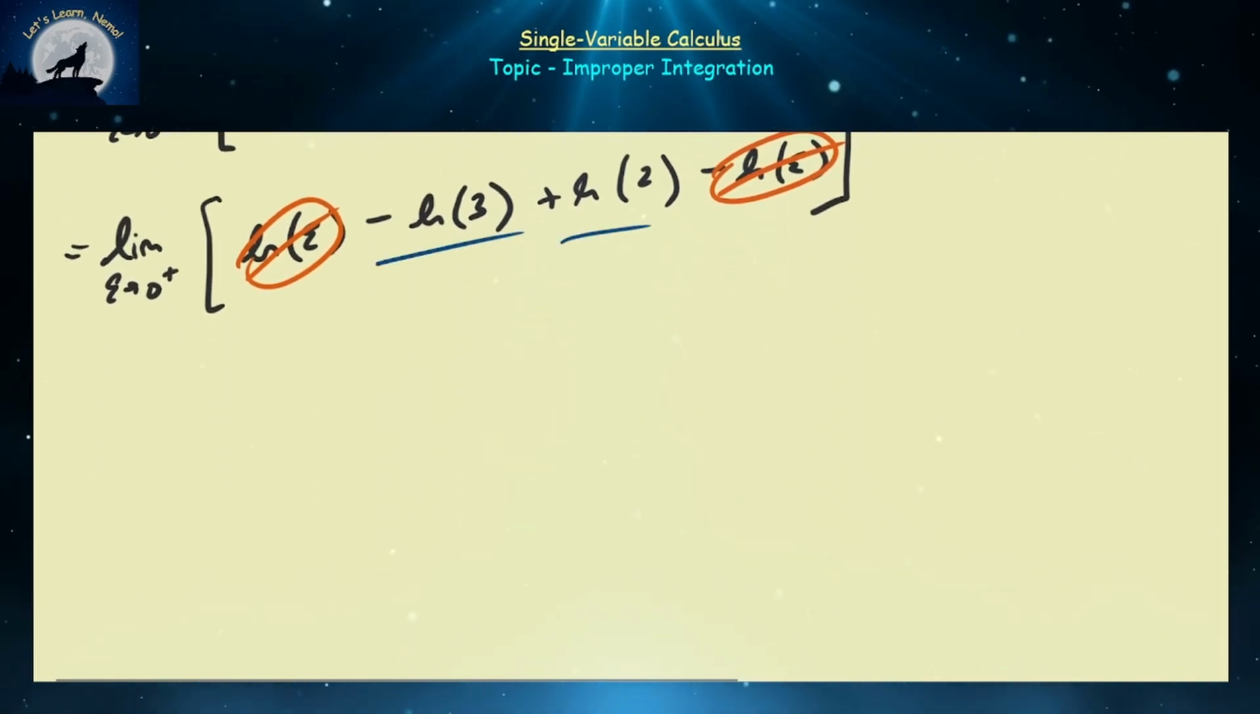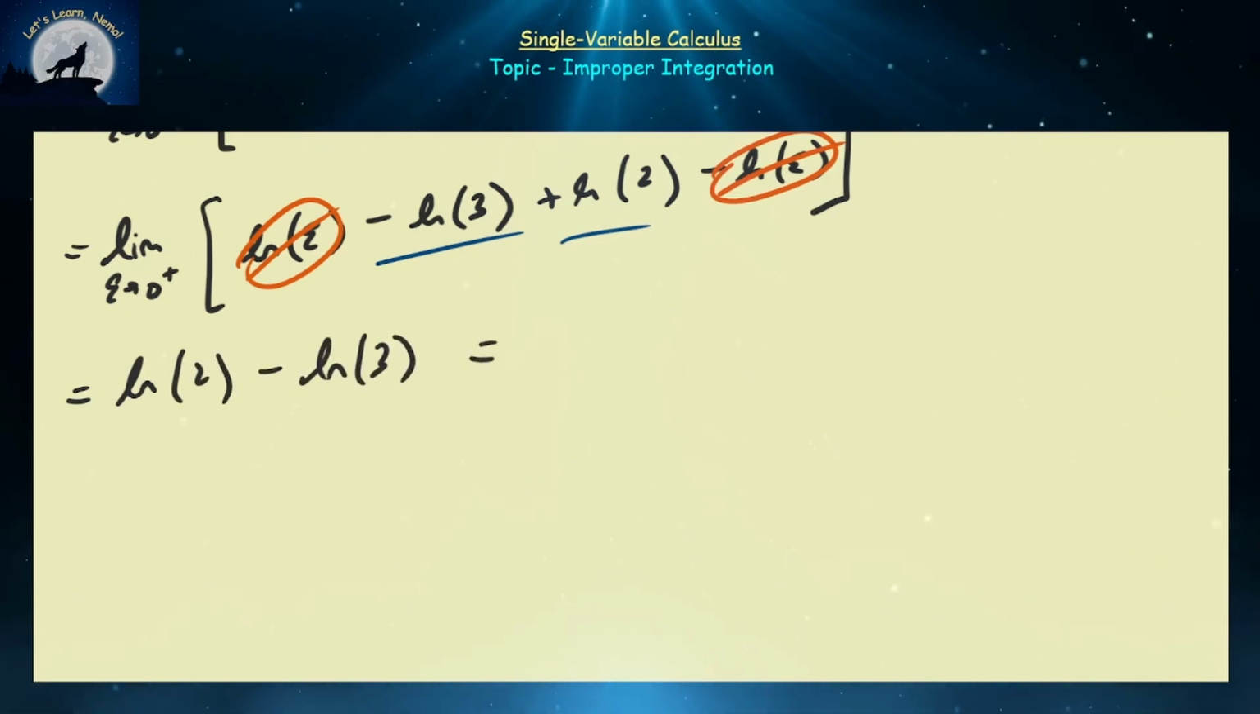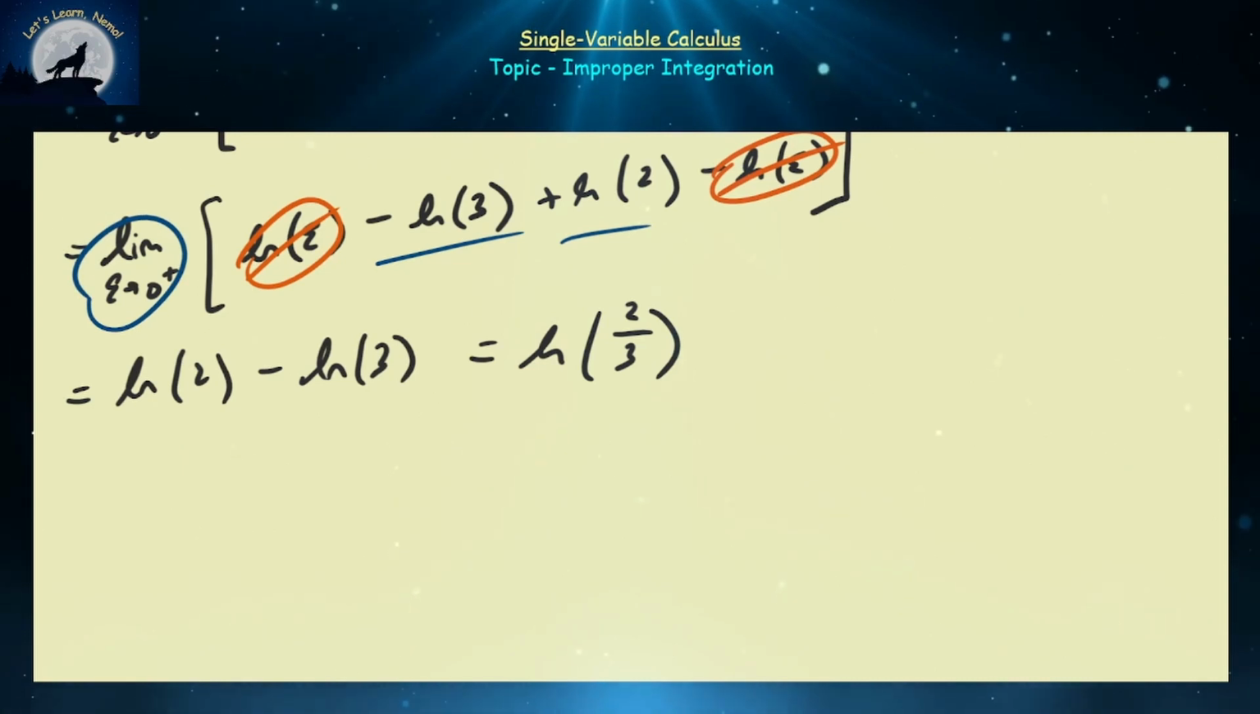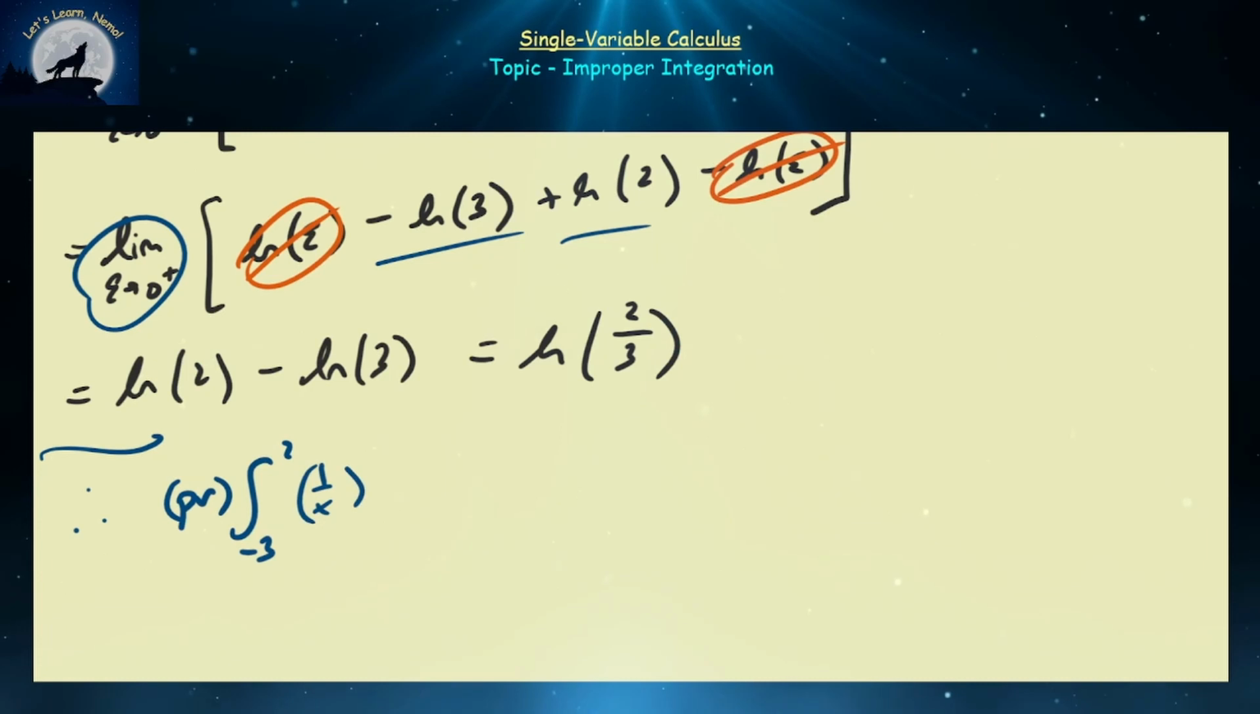And then we're going to be left with something that doesn't have anything to do with epsilon at all, so our epsilon sort of is irrelevant. So we just have the natural log of 2 minus the natural log of 3, which by properties of natural log is just going to be the natural log of 2/3, right? So this is under the limit in terms of the value of the whole improper integral. Therefore, we say that the principal value of the integral from minus 3 to 2 of 1 over x dx is equal to the natural log of 2/3.